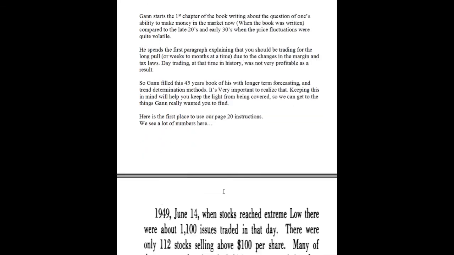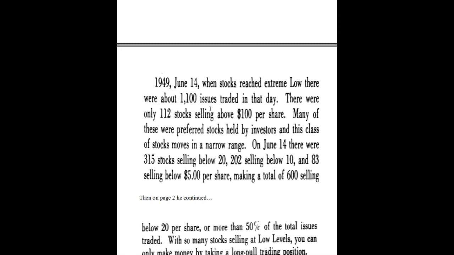We see a lot of numbers here. At the very bottom of page 1 we find: 1949, June 14, when stocks reached extreme low, there were about 1,100 issues traded in that day. There were only 112 stocks selling above $100 per share. Many of these were preferred stocks held by investors, and this class of stock moves in a narrow range.